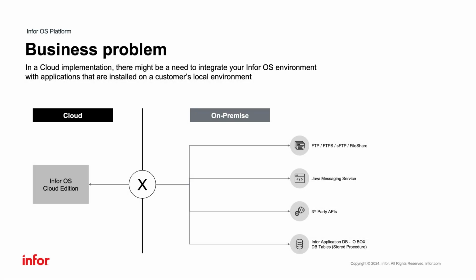The Enterprise Connector is a crucial tool for securely integrating Infor OS Cloud Edition applications with your local environment. It serves as a robust bridge, contrasting with open access scenarios by ensuring that communication between your on-premise applications and the cloud is controlled and secure.